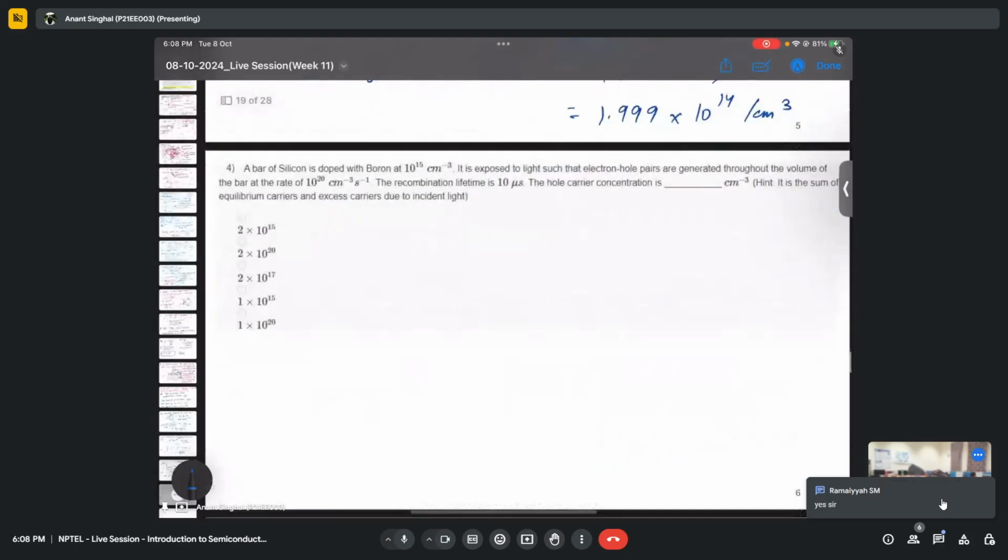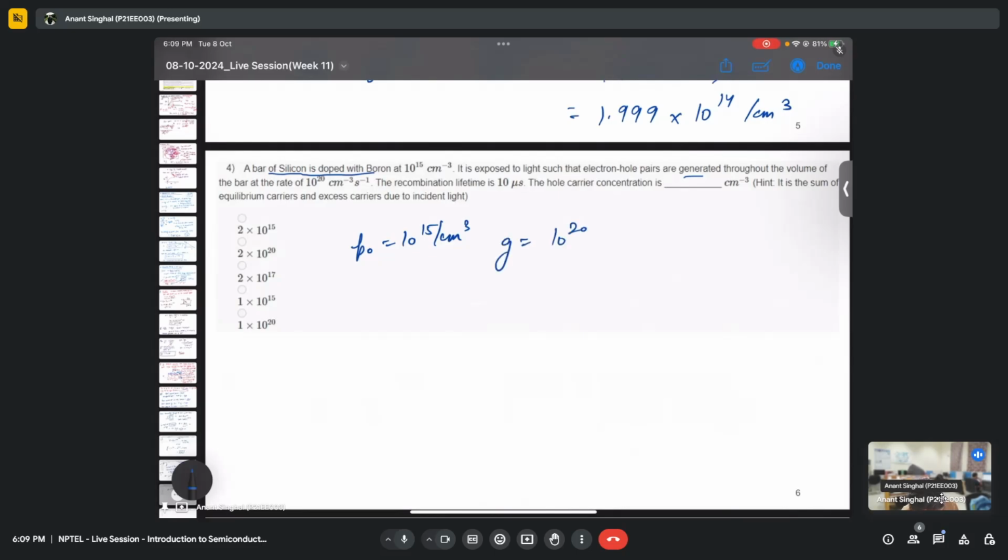Okay, so quickly now do this particular question, then we'll move to the next topic, that is solar cell. This is again a similar problem in which you need to find the hole concentration. So let me quickly go through. It says that a bar of silicon is doped with boron, 10 to the 15 per centimeter cube, and it is exposed to light such that electron hole pairs are generated. The generation rate is given, 10 to the 20 per centimeter cube per second. The recombination lifetime is also given, 10 microsecond. The hole concentration is asked.